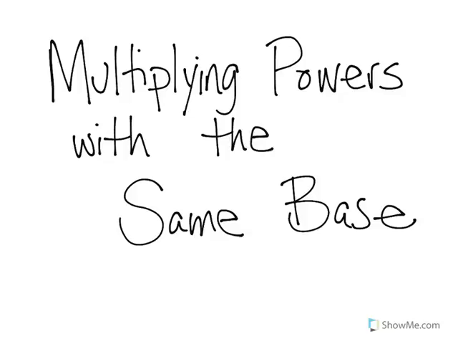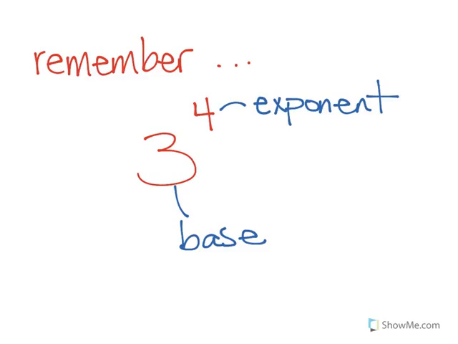In this lesson, we're going to be multiplying powers with the same base. Remember what we mean when we say a power. A power is made up of a base, which in this example is the 3, and an exponent, which is, in this example, the 4.